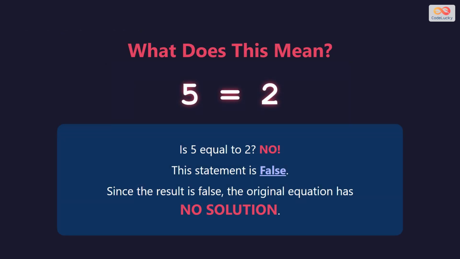We ended up with the statement 5 equals 2. Is 5 equal to 2? Of course not. This is a false statement. Because we arrived at something false using correct math steps, it means the original equation has no solution. There is no number x that can make 5 equal to 2.